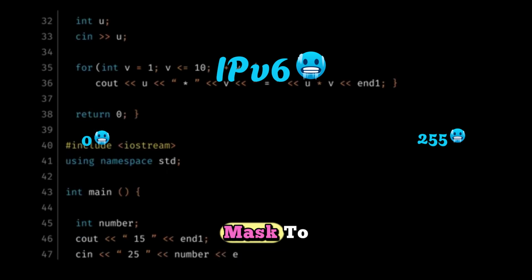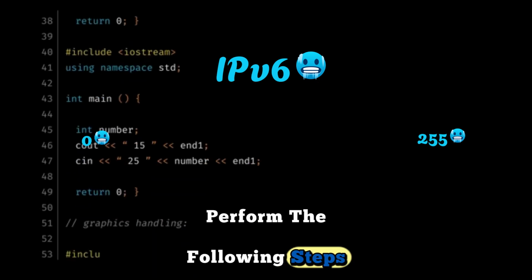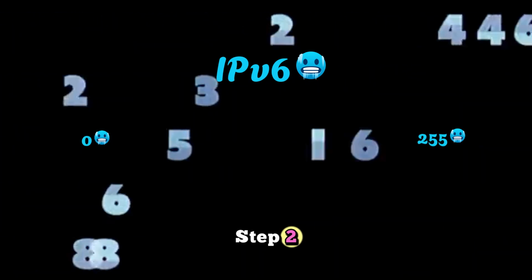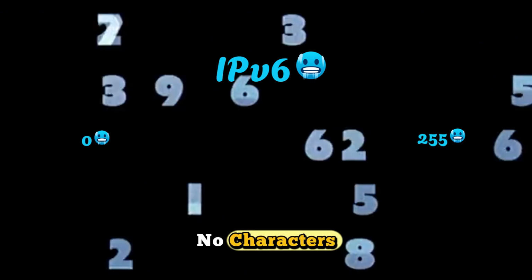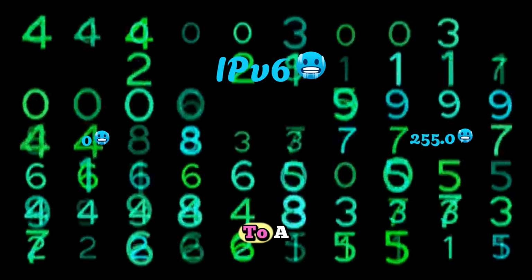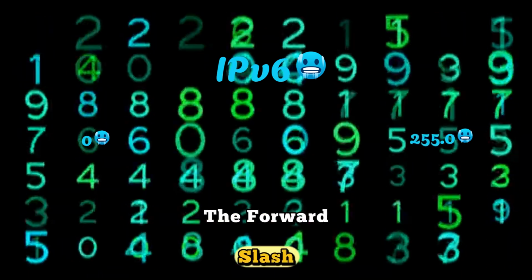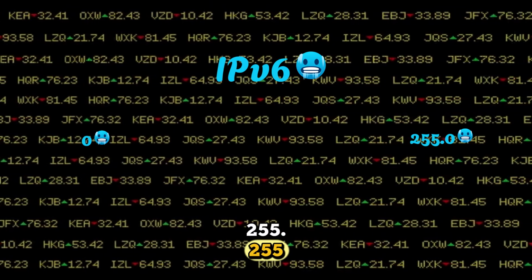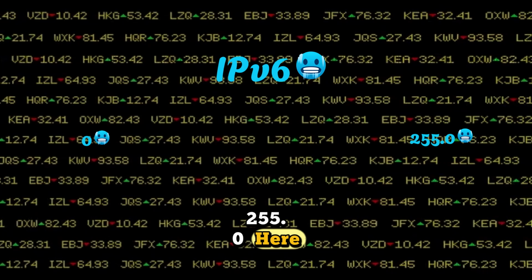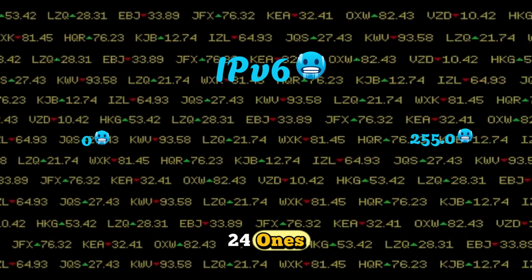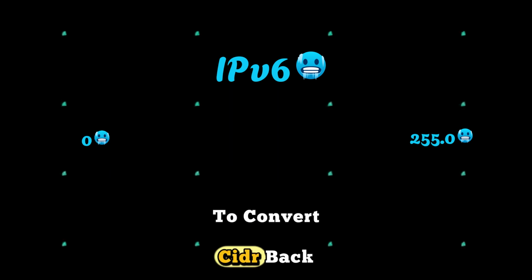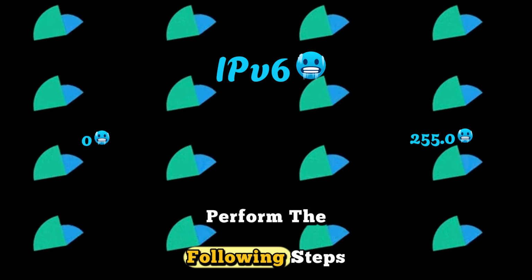To convert a subnet mask to CIDR, perform the following steps. Step 1. Count the number of continuous ones from left to right. Step 2. Replace the periods with no characters. Step 3. Convert the binary value to a decimal value and write it after the slash. For example, this subnet mask is 255.255.255.0. Here, step 1, we have 24 ones. Step 2, removing the periods gives us a continuous string of ones.